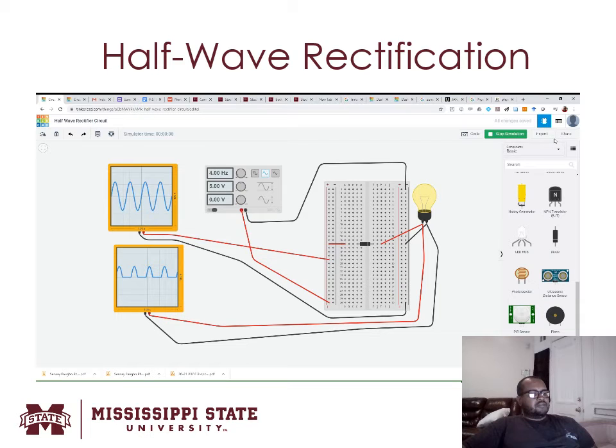So you have 1, 2, 3, 4, right? So I have 4 waves, sinusoidal waves, right? and I have 4 peaks. Okay, so I'm basically able to take advantage of half of that wave. Okay, and this is forward bias, by the way.